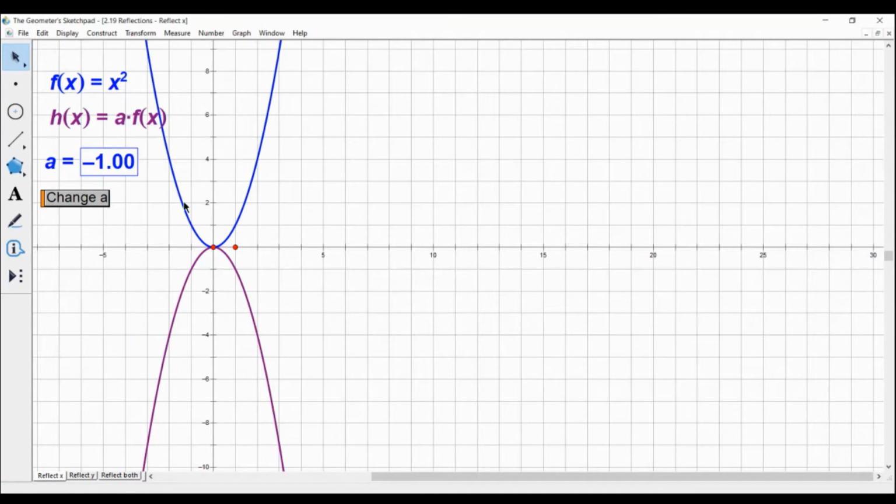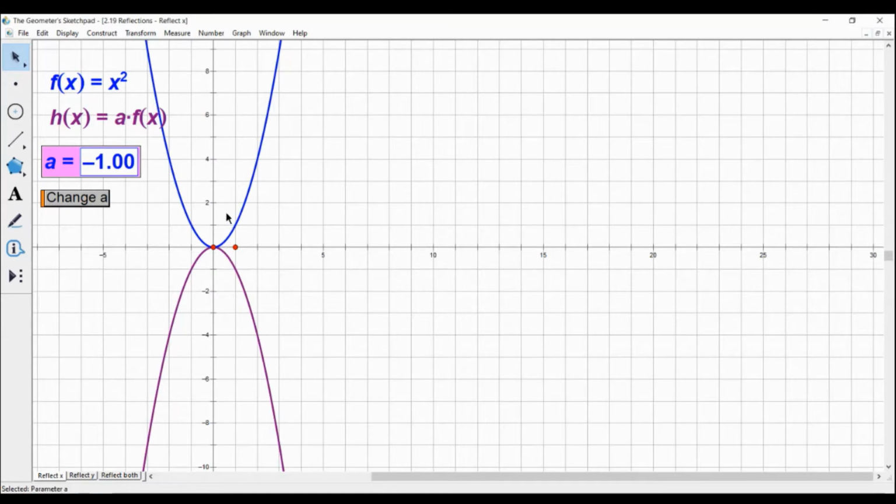I made a to be -1. So let's change that back. Okay, so now a is equal to 1. And what I'm going to do is, when I click on this button, it's going to alternate a from 1 to -1. Okay, so when we're alternating a from 1 to -1, you see that what happens when a is negative is a reflection with respect to the x-axis.